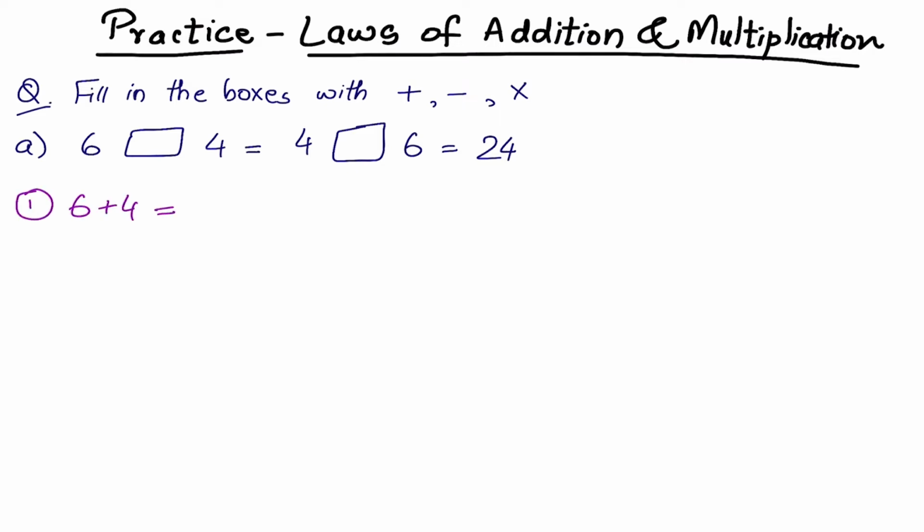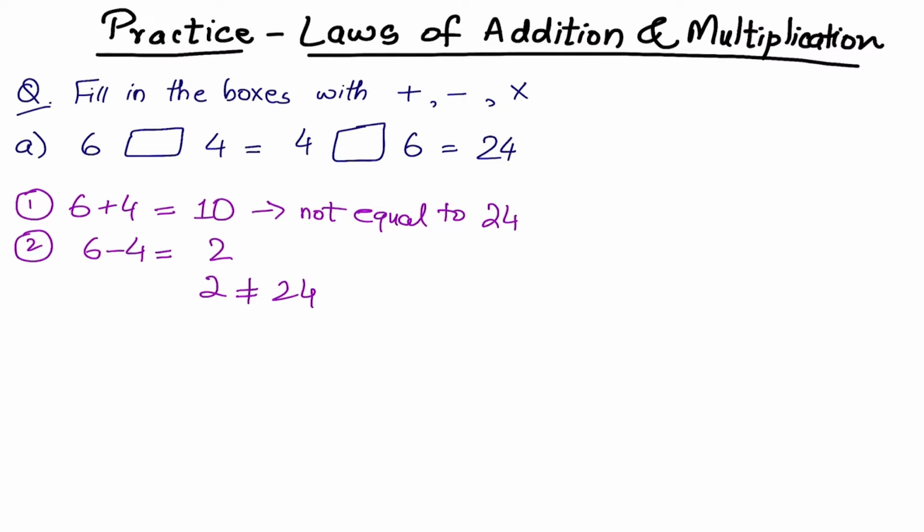If you add 6 and 4, the answer is 10, which is not equal to 24. That means you cannot perform addition. Now let's try subtraction. If you subtract 4 from 6, you get 2. 2 is not equal to 24. Hence, you cannot perform subtraction.